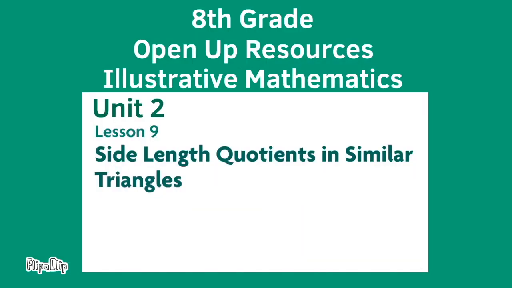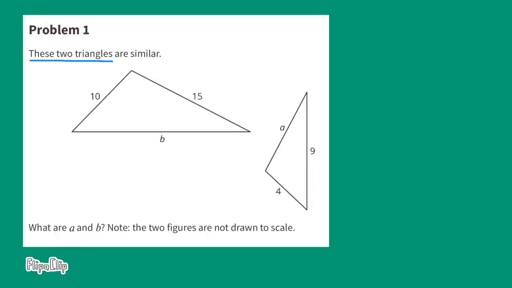Here's another look at the same lesson. 8th grade, Open Up Resources, Illustrative Mathematics, Unit 2, Lesson 9, Side Length Quotients in Similar Triangles. Problem number 1. These two triangles are similar. What are A and B? Note, the two figures are not drawn to scale.